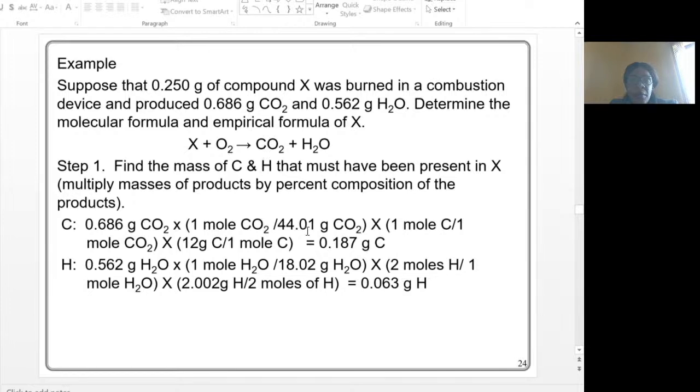So divide that by the molar mass. So it's 44.01 gram per mole of carbon dioxide. Okay, multiply that with how many moles of carbon are in carbon dioxide. So there is 1 mole of carbon in 1 mole of carbon dioxide.